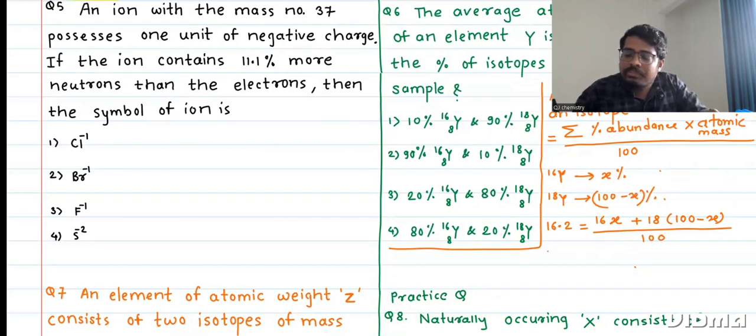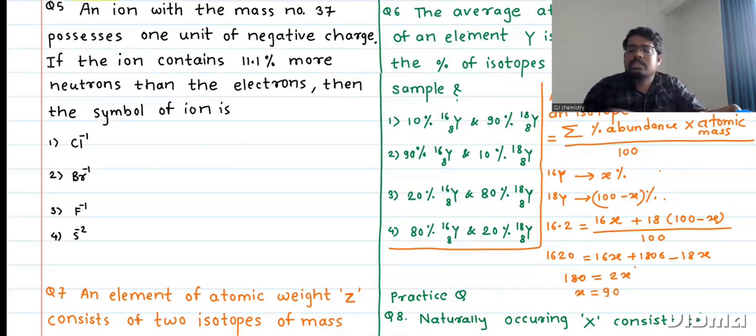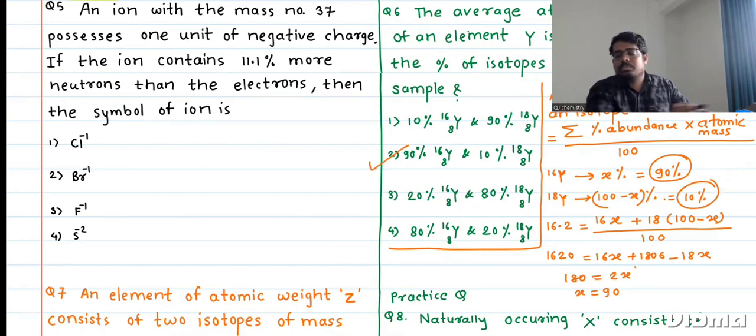Okay, so let us solve this. 1620 is equal to 16x plus 1800 minus 18x, which gives 180 is equal to 2x. So what is the value of x? X is equal to 90, which is the percentage of the lower isotope. This means x is 90%, and 100 minus x is 100 minus 90, which becomes 10%. So the lower isotope is 90% and the higher isotope is 10%.